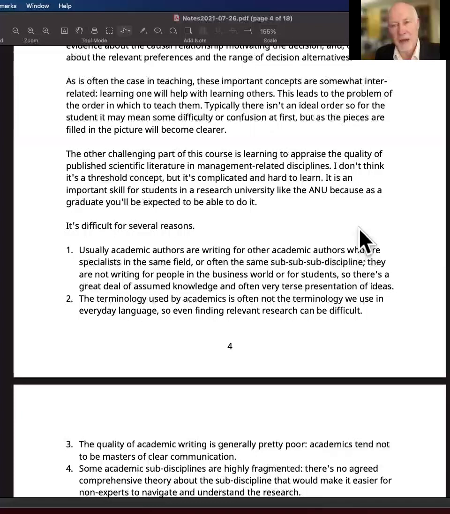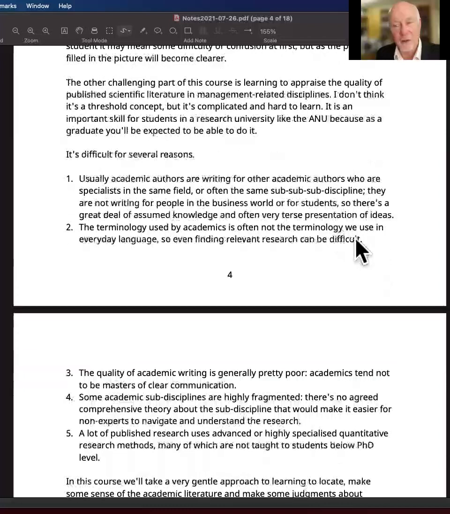Now, in the management area, most of the really important academic research is published in academic journals. And the nature of the way it's published makes it very inaccessible. It's hard to read, it's hard to understand. The authors are not writing for students, they're not writing for people who work as managers in business. They're not even writing for a broad academic audience. They're writing typically for a very narrow, specialized type of academic who is doing the same sorts of things that they are, who shares the same sub-discipline. They use terminology that's very specific.